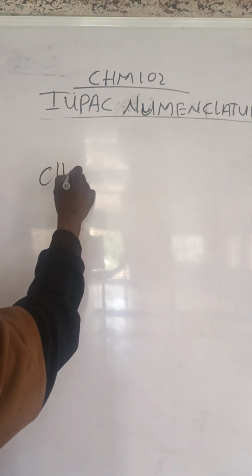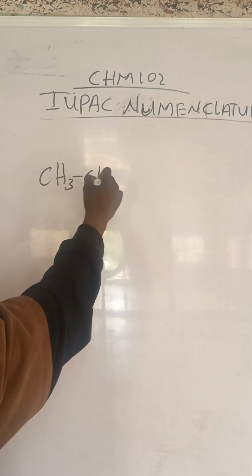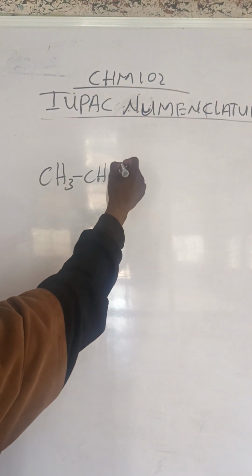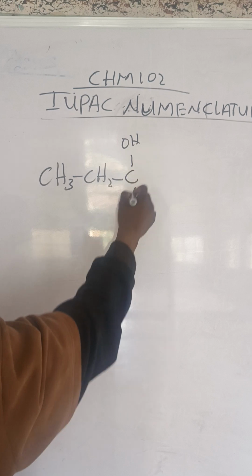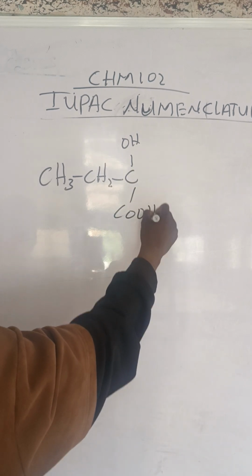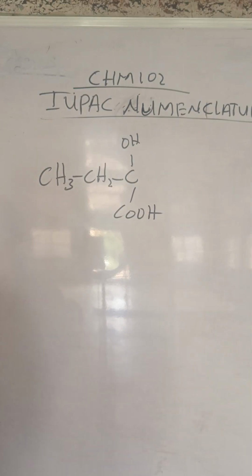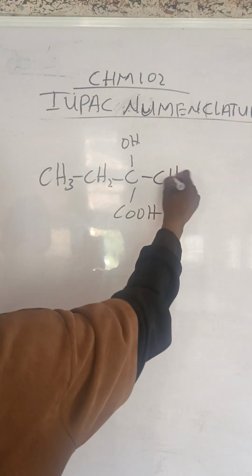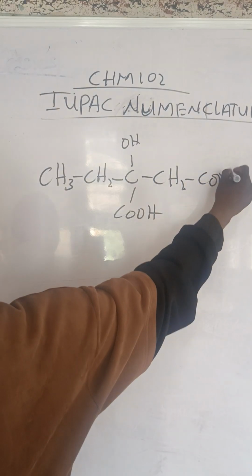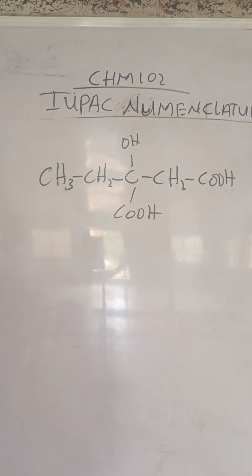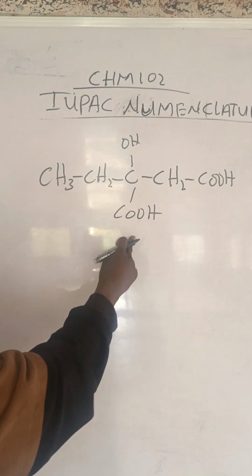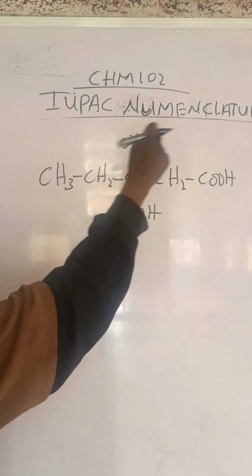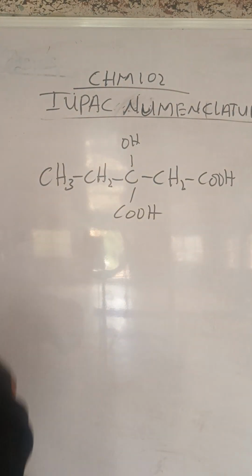We have CH3, CH2, then another carbon with OH and COOH, then CH2, COOH. How do we name this compound? You can see this one, we have COOH, OH, COOH. Imagine a functional group also serving as a functional group. So how do we name this compound?